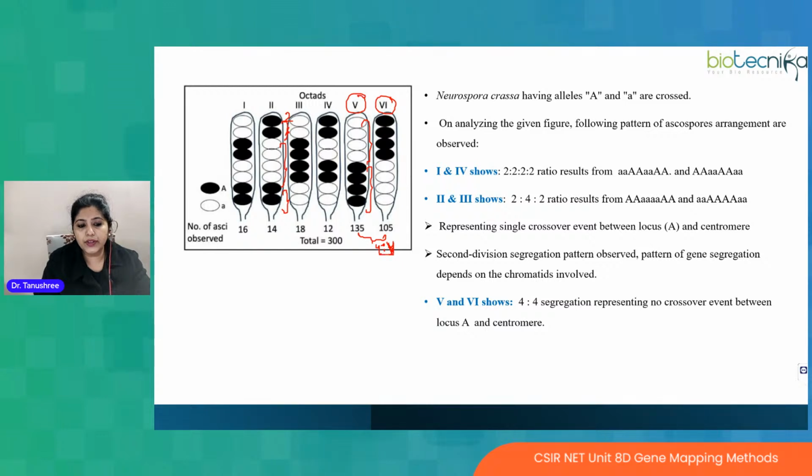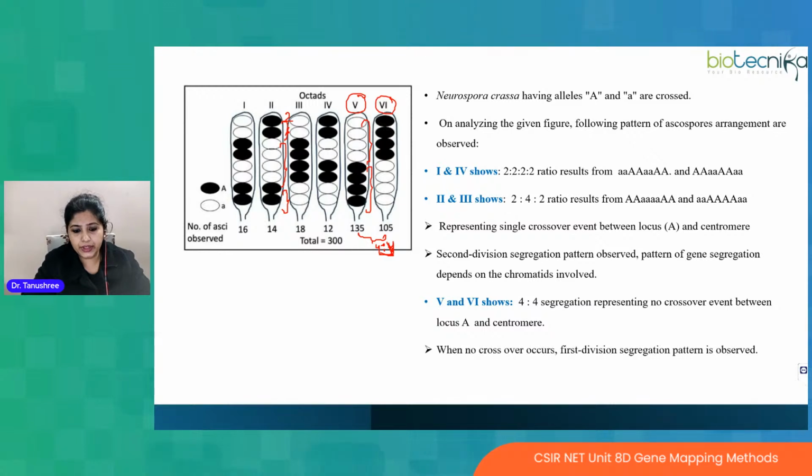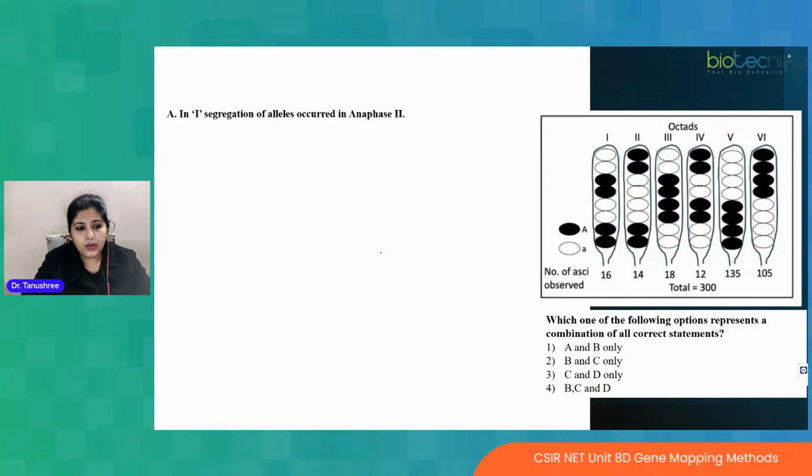There is no crossing over event happening, right? So when there is no crossing over, you will get parental combinations only, and the first division segregation pattern is always observed. Now we have analyzed the figure, so we will consider the options given, that is, the statements given.